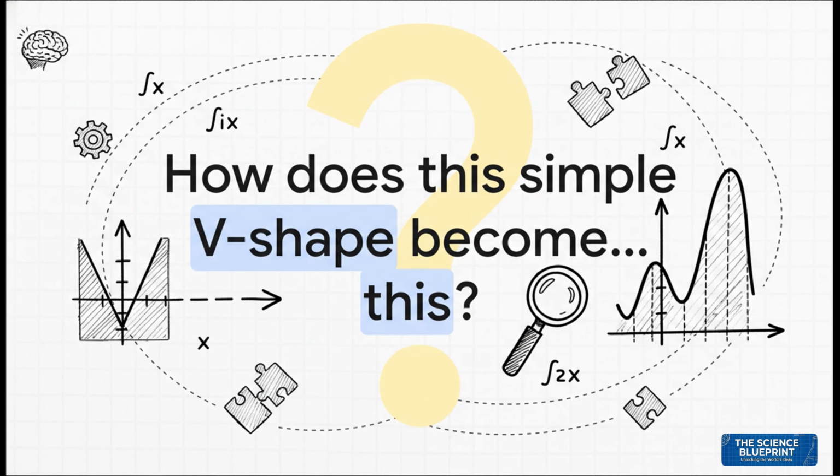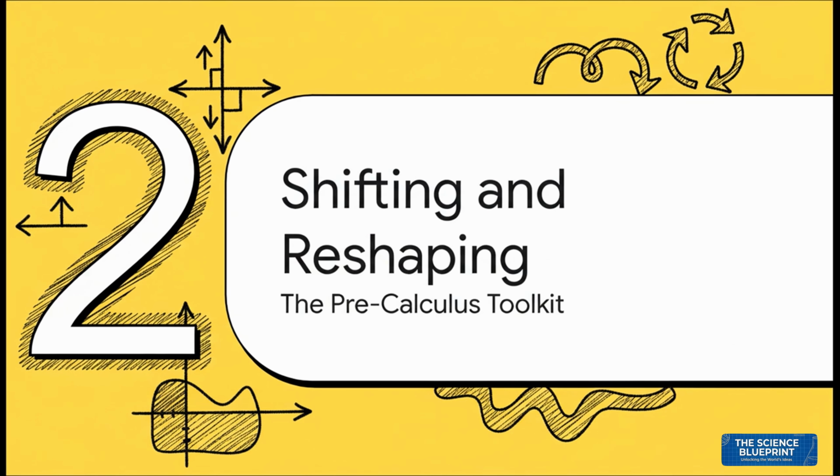Yeah, this is the big question, isn't it? How does this super simple shape transform into something that looks so much more complex? Stick with me and you'll have all the tools you need to answer that question yourself. First up, let's open up our pre-calculus toolkit. These are the fundamental moves, the basic transformations that let us take our parent function and really start to play with it on the graph.